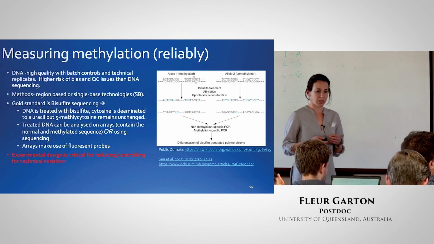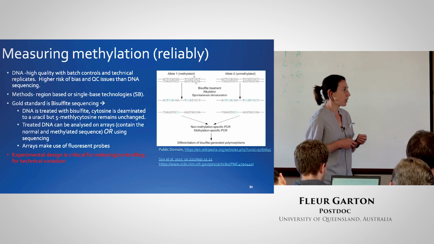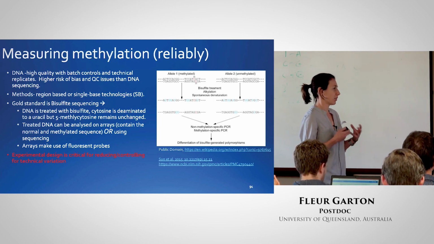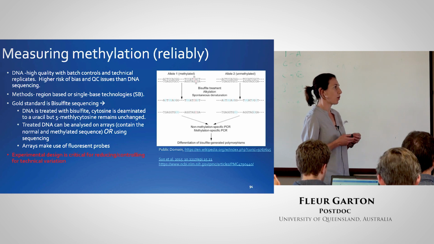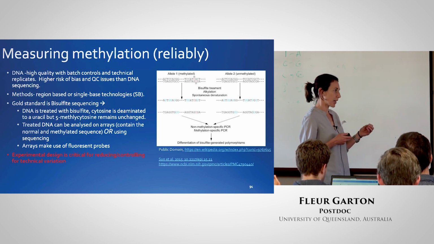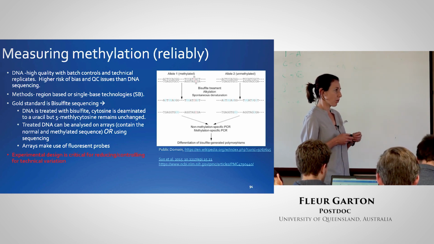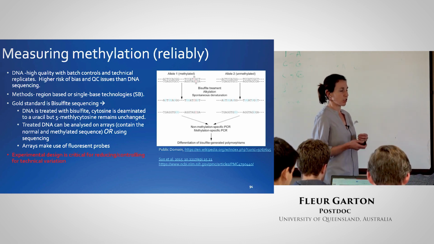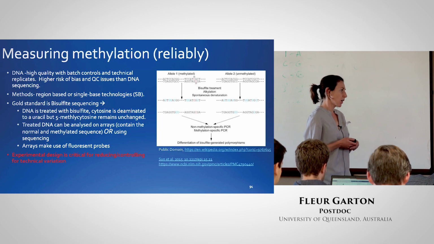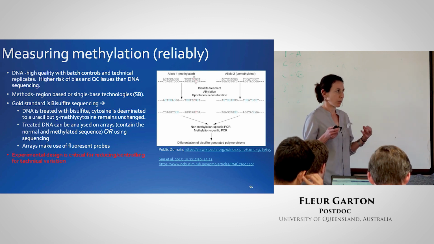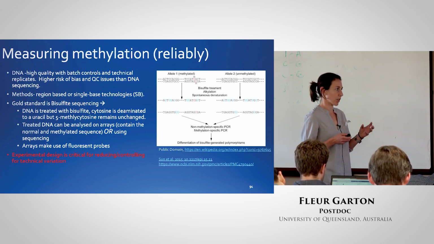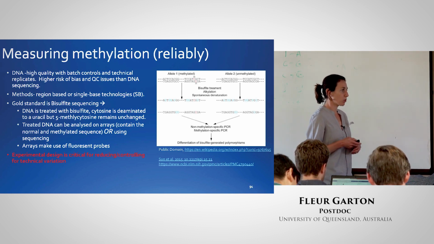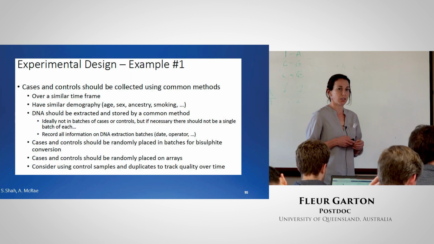Bisulfite treatment is really damaging to the DNA, so that's why you need this high quality DNA input. Once you treat the DNA, you'll sequence it either using next generation sequencing or arrays, and the arrays make use of fluorescent probes, like a hybridization approach. Experimental design is critical for reducing and controlling for technical variation.